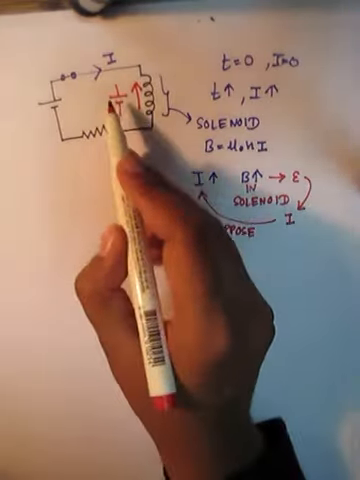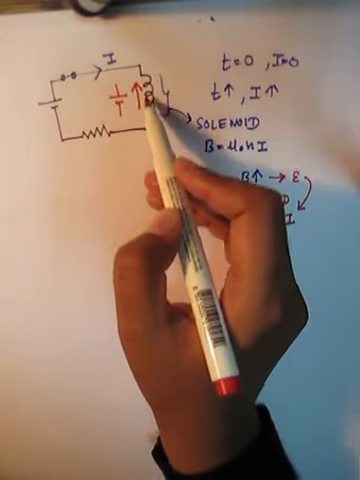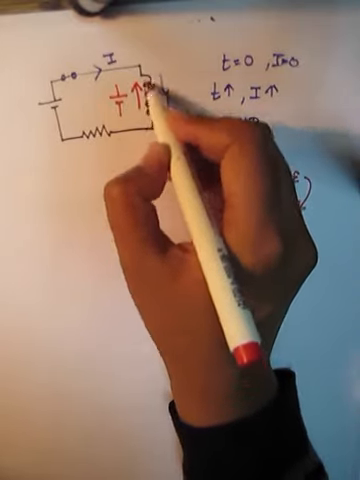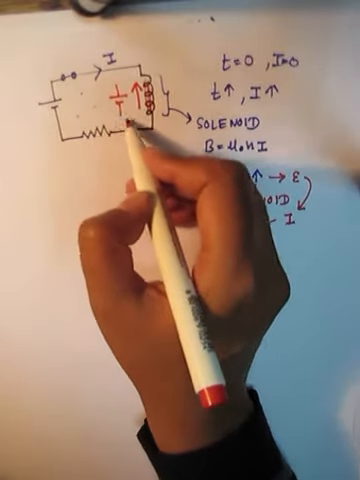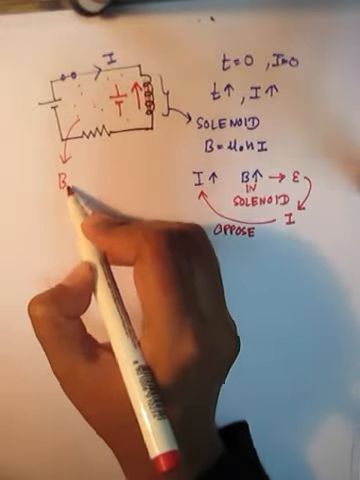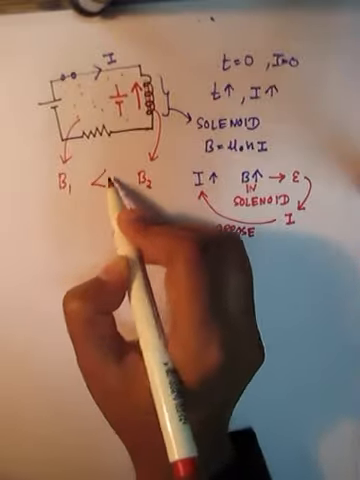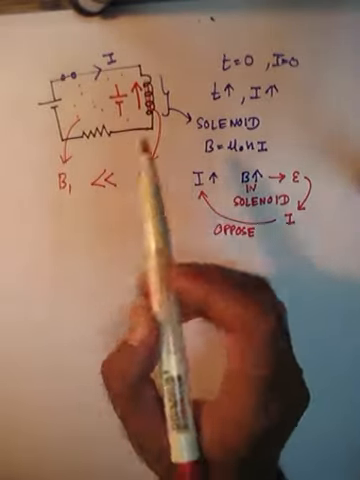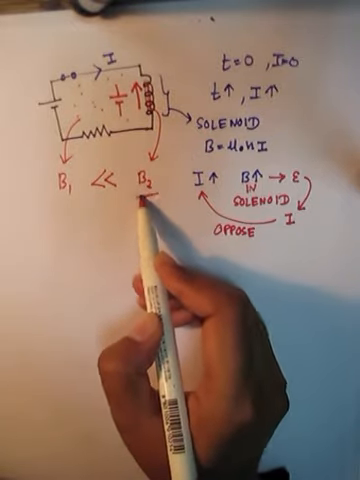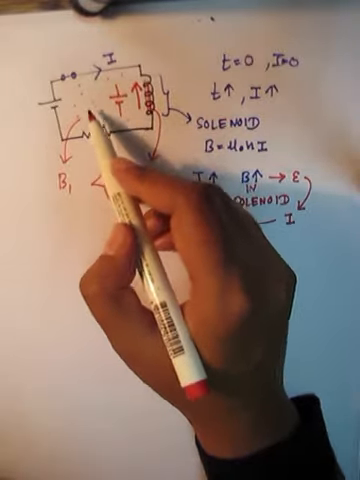Now in this circuit we have two magnetic fields. One is the magnetic field inside the solenoid, okay, and the other magnetic field is from the circuit. Let's say this one is B1, and the magnetic field inside the solenoid is B2. B1 is very much less than B2. So when we're talking about a circuit with a solenoid, we'll talk about only B2, only the magnetic field of the solenoid, and we'll not talk about the magnetic field of the circuit.